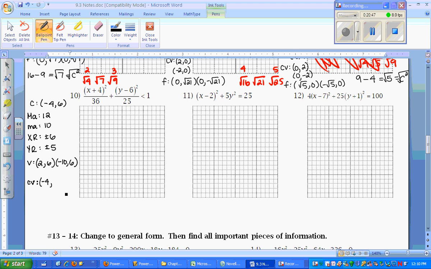In my co-vertices, the x coordinate doesn't change. I'm starting at 6 and I'm going up or down 5 spaces. 6 plus 5 is 11.